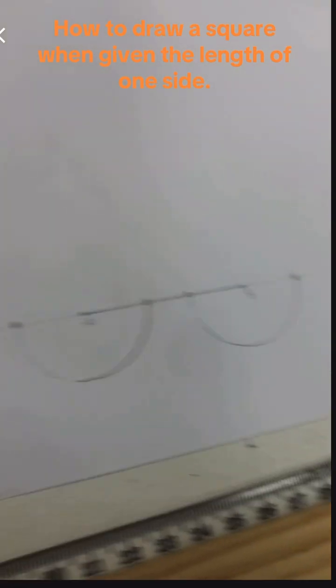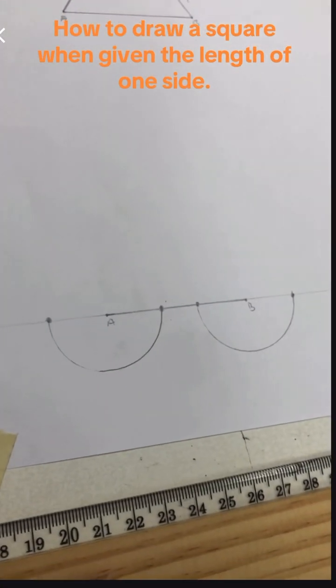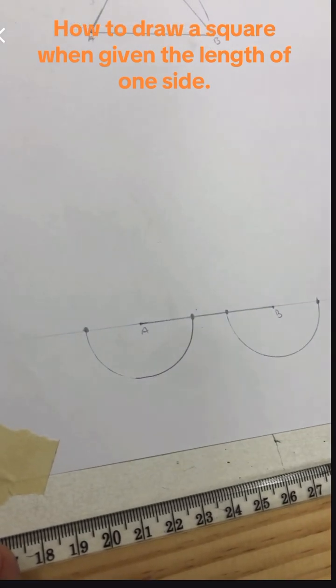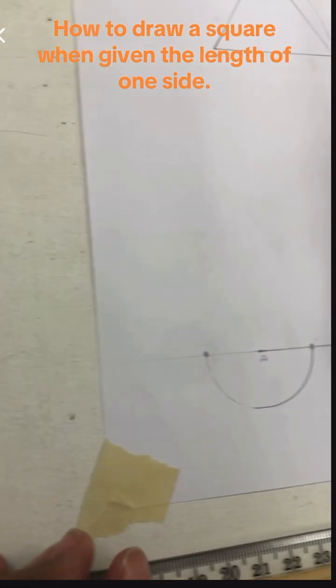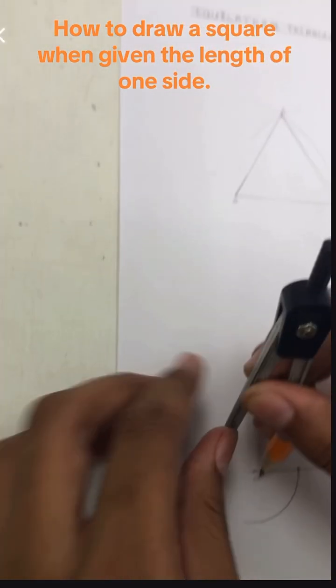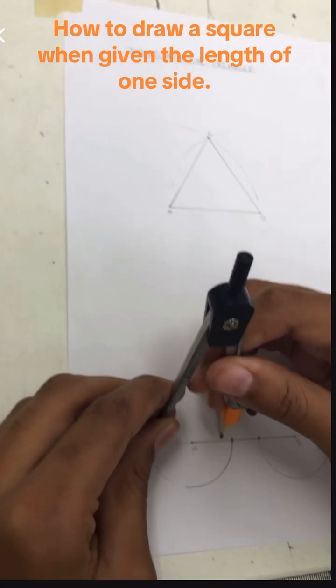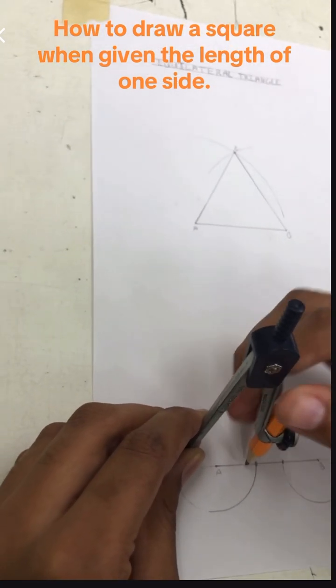Okay. So you're going to use these points now. Open your compass to any convenient length. Place your compass point right here. Open your compass, any length, you're going to scribe arcs above A. You're going to scribe 2 arcs above A.